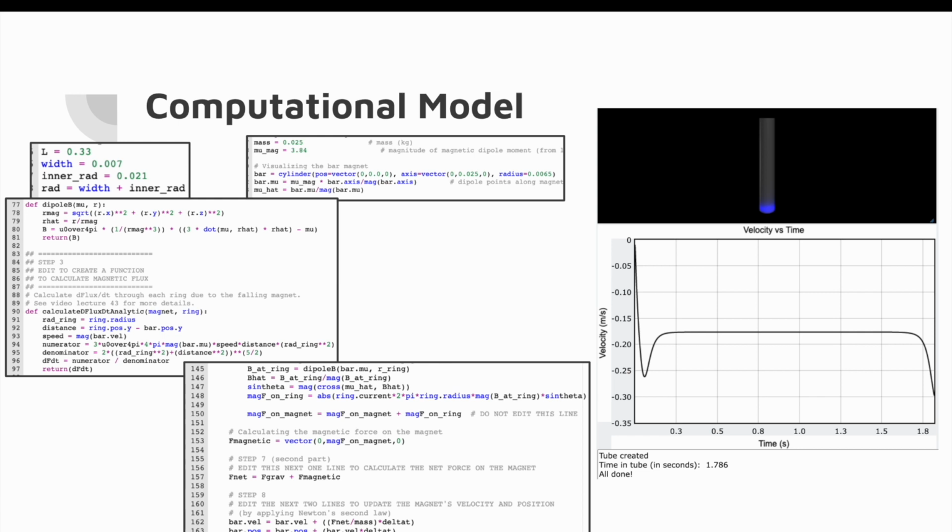So a couple of the screenshots we see here make up the GlowScript code, and we used values such as the dimensions of the tube, the mass and the magnetic dipole of the bar magnet, and the two bottom ones are how we integrated Faraday's law, Newton's laws, and the Biot-Savart law into the GlowScript code. And so altogether, we see on the right that the amount of time in the tube was approximately 1.786 seconds.